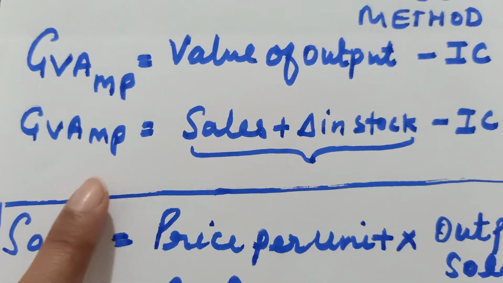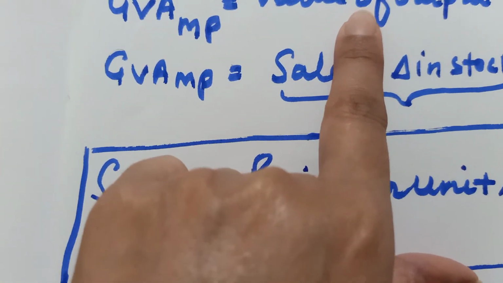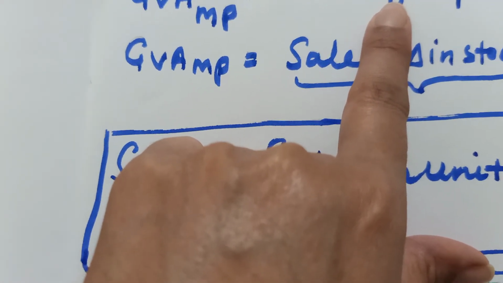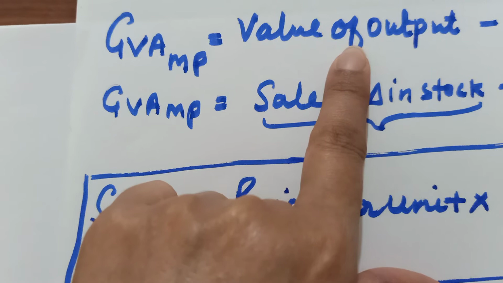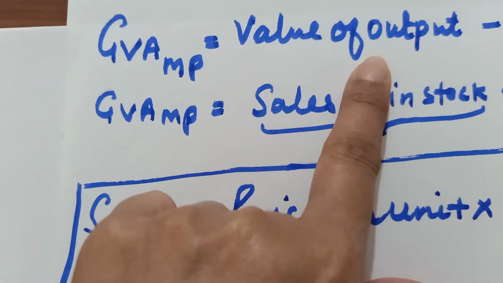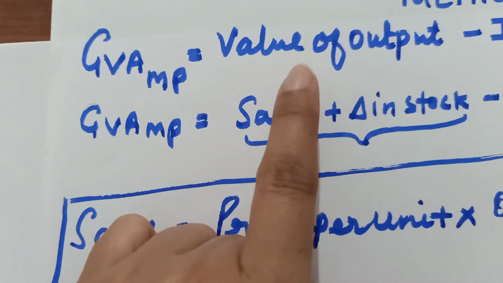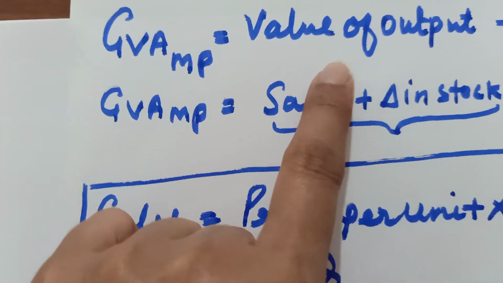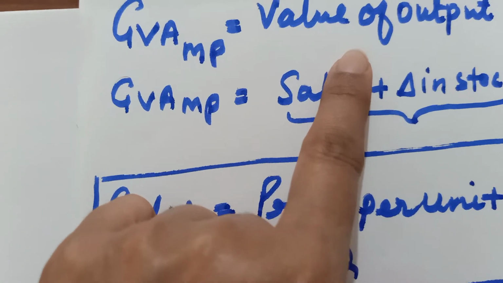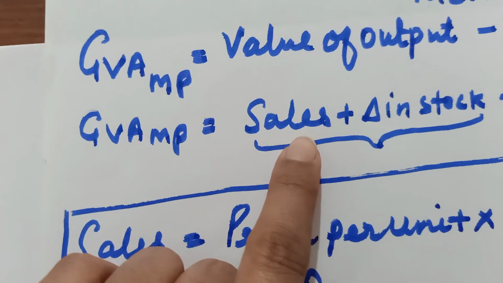So GVAMP is equal to sales. What does value of output mean? It is the market value of goods or services produced by a firm during an accounting year. Value of output means the market value of goods and services produced by a firm during an accounting year. If the entire output is sold by the firm, that is known as sales. Value of output will be equal to sales.